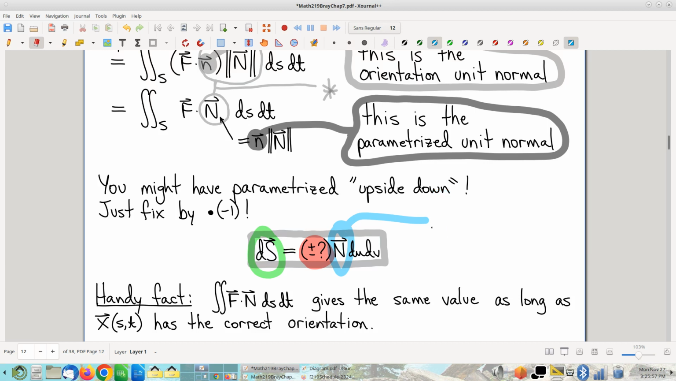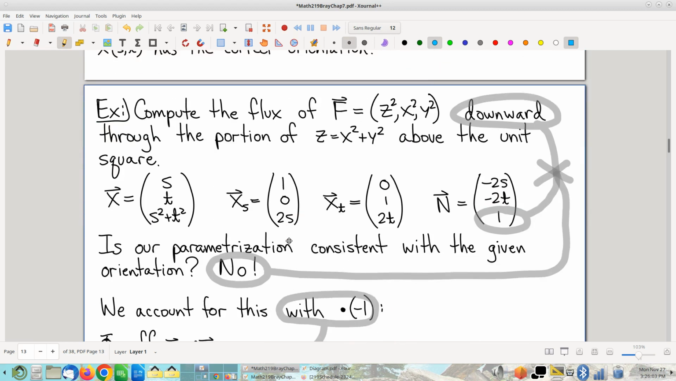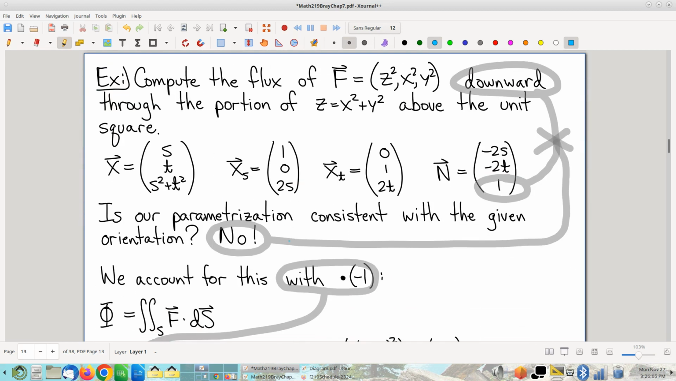Okay, so as we saw last time, if you get it wrong, all you do is you throw in a minus sign. No big. Easy example. Here, you'll notice, again, we were supposed to parameterize downward. That's right in the statement of the question. But when I made my parameterization, I didn't realize as I was doing it, but the moment that I wrote that down, I was already doomed to have gotten it wrong.